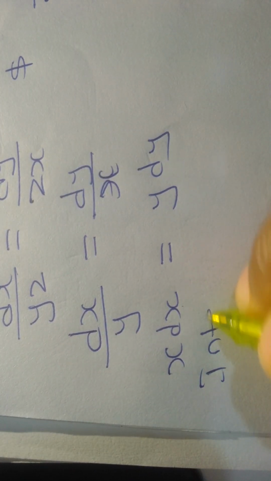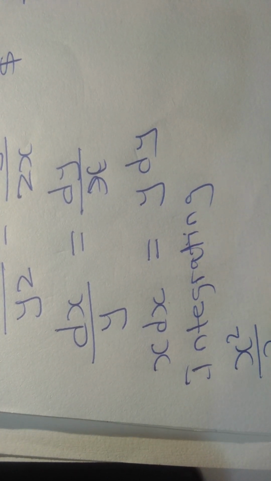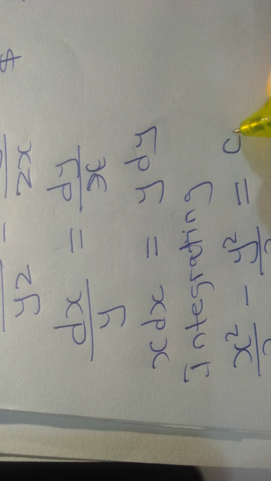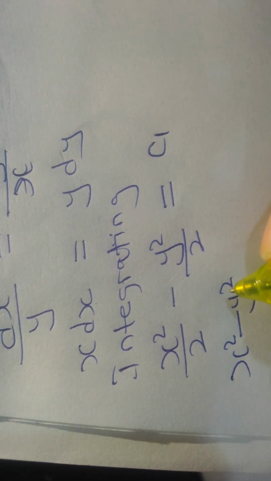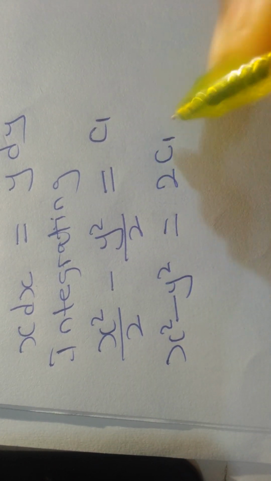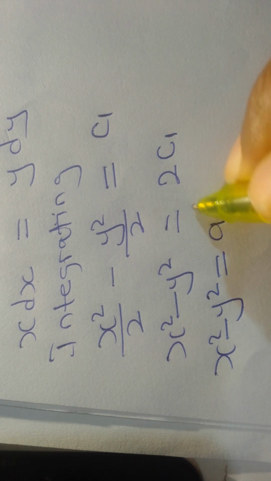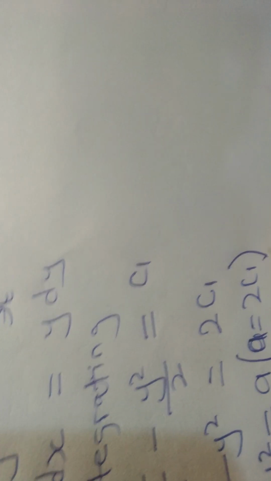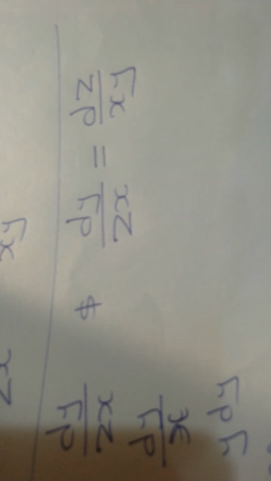Then we can integrate. We're going to have x squared over 2 minus y squared over 2 equals c1. And then this can further be simplified as x squared minus y squared equals 2c1, which can be written as x squared minus y squared equals a, where a is 2c1. In the same manner, we can solve this by multiplying both sides by x.